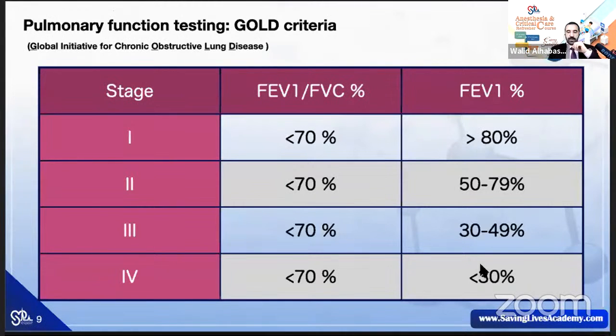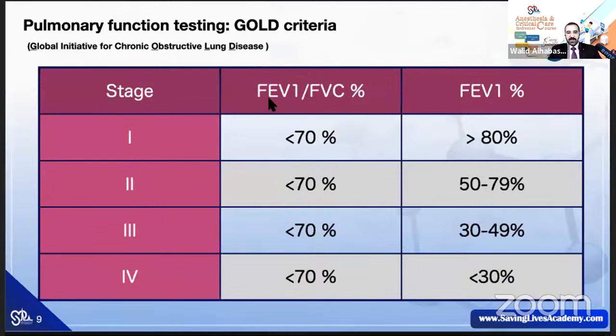So what is GOLD? It is the Global Initiative for Chronic Obstructive Lung Disease. Okay, so these are the GOLD criteria. You stage the patient in four stages, 1, 2, 3, 4. All four stages are based on FEV1 divided by FVC.